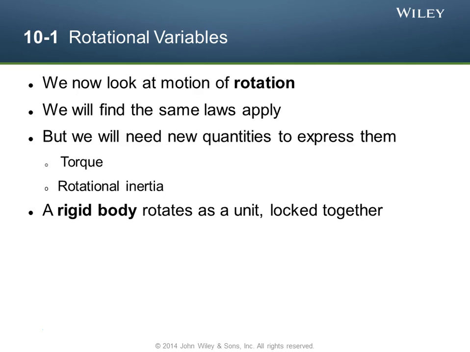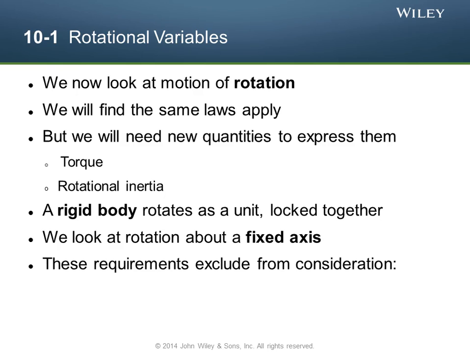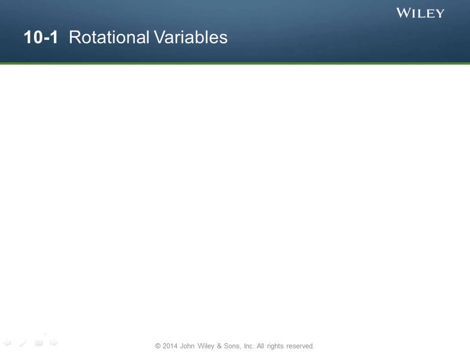Whenever we're dealing with rotation, we're talking about a rigid body. A rigid body rotates as a unit, and everything is locked together. There isn't going to be rotation within the object. We also look at rotation about a fixed axis. That axis is not going to change, nor is it going to move. These requirements exclude from consideration the sun, which has layers that spin within itself and rotate separately. Because of that, we get a bunch of other things happening, so we're just going to ignore that altogether. We're just going to deal with rigid objects in this course.